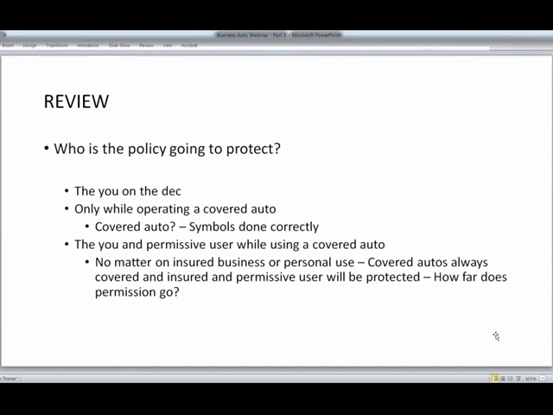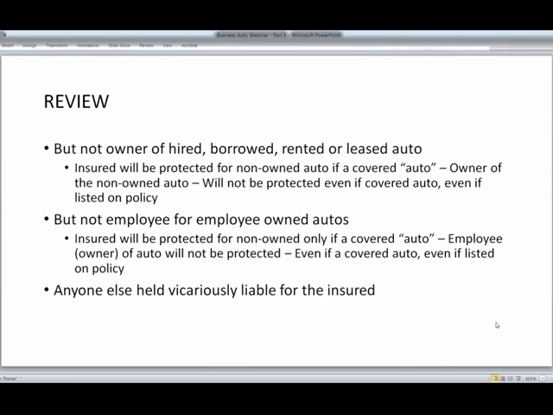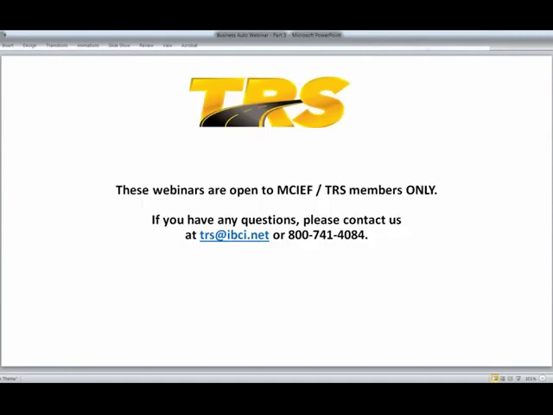It's covered all the time as long as it is a covered auto, but not the owners of those vehicles, even if they're listed on the policy, even if it's owned by the same owner of the corporation. That's why we have to add those endorsements, or not the employees for the employees' personally owned vehicles. We do give coverage back to customers and owners for the legal liability under the vicarious warranty.